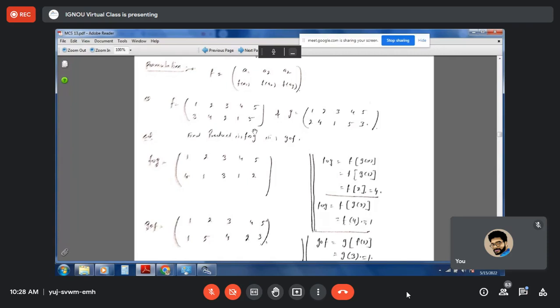Then comes 5. Go to F. The image of 5 is 5. Enter into G. Here in G, the image of 5 is 3. And we write here G composition F. It is a permutation composition.